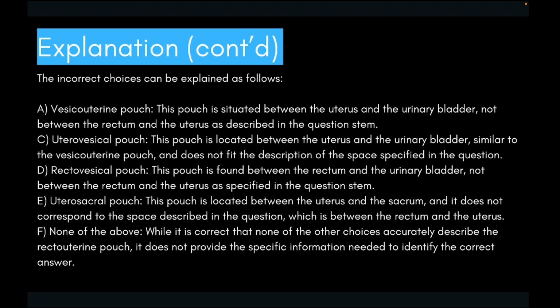Uterosacral pouch. This pouch is located between the uterus and the sacrum, and it does not correspond to the space described in the question, which is between the rectum and the uterus. None of the above. While it is correct that none of the other answer choices accurately describe the rectouterine pouch, it does not provide the specific information needed to identify the correct answer. So, now that we got that question out of the way, let's go ahead and move on to the next question.